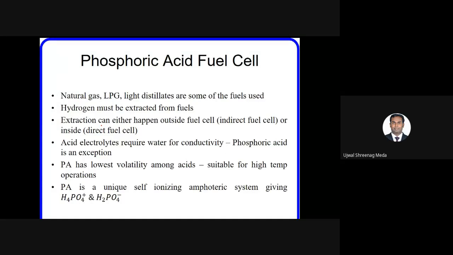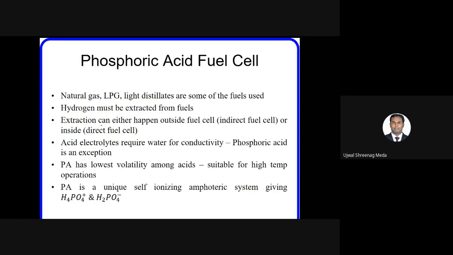Coming to the fuels, in case of AFC, the applications are premium applications, so cost is not an issue. Of course, comparatively, because of certain reasons, AFC is considered as cheap. But if you consider the components of fuel cell, the cost is not high. But there are associated disadvantages because of the purity required for the fuel. So you will end up using pure hydrogen.